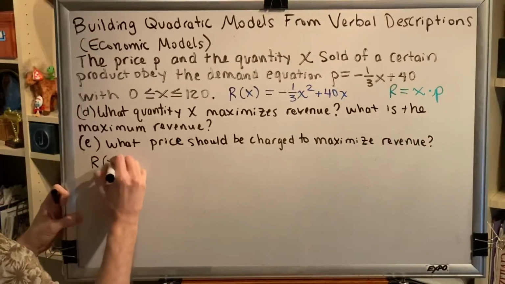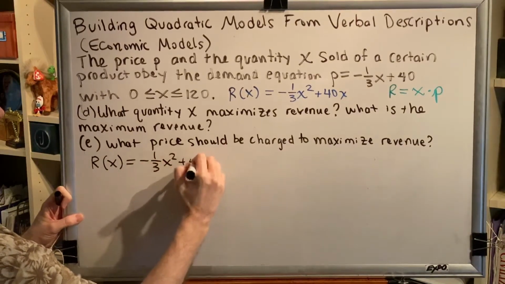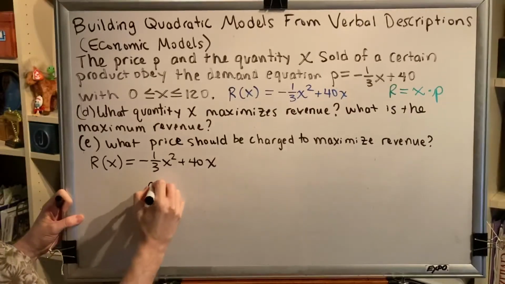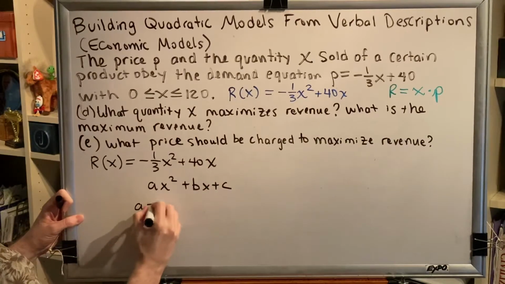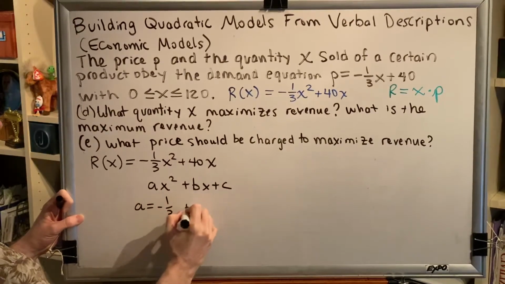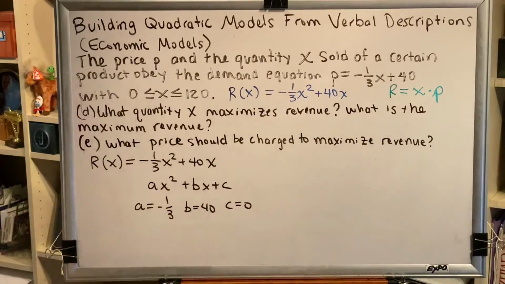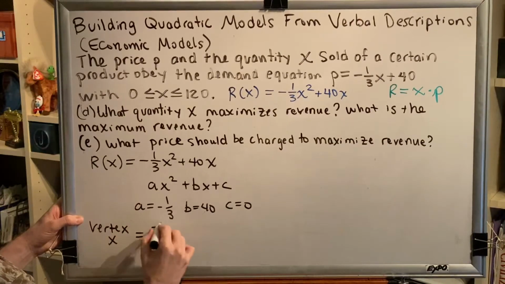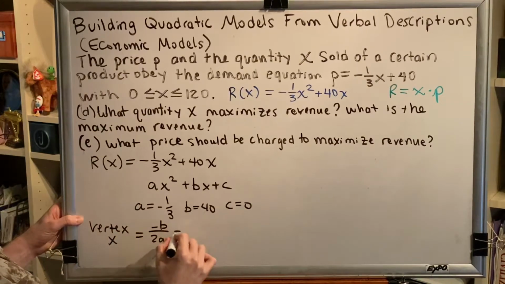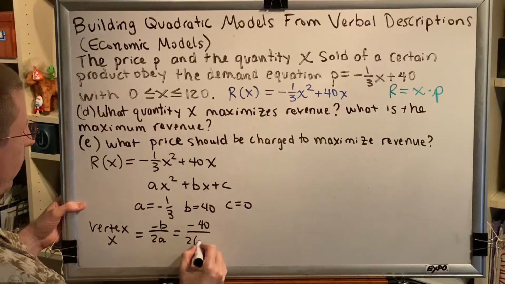Let's write our equation. We know that revenue, r of x, is equal to negative 1/3 x squared plus 40x. Is this quadratic? The answer is yes. It fits the form ax squared plus bx plus c, where a is equal to negative 1/3, b is equal to 40, and c is equal to 0. So our vertex formula can be used to answer this question. The vertex x is equal to opposite b over 2a, which for this problem is negative 40 over 2 times negative 1/3.